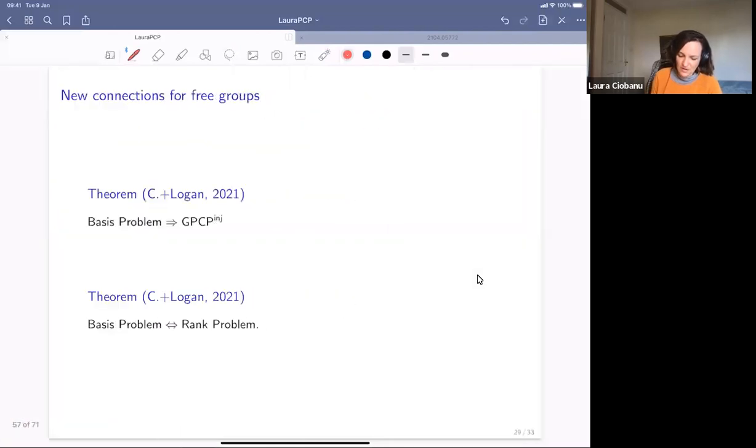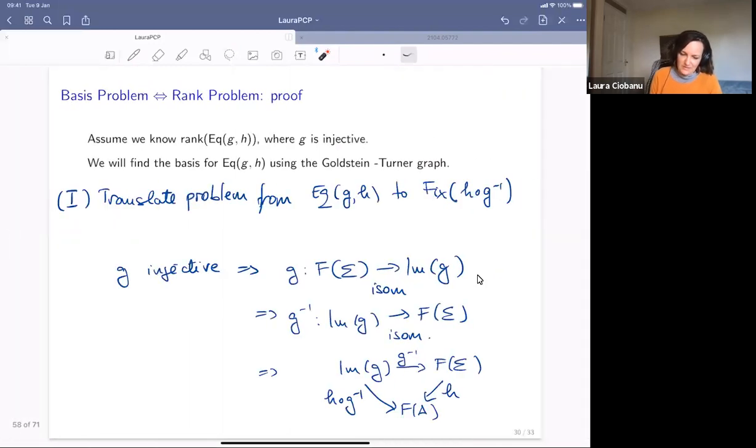So I want to tell you now, let's see, I have about 10 minutes. I want to tell you a bit about this because it involves the delightfully graphical proof of Goldstein and Turner, if you remember. So we want to show that computing a basis for a subgroup, in this case the equalizer, is the same as knowing the rank. And again, one direction is obvious. The question is, how do we go this way?